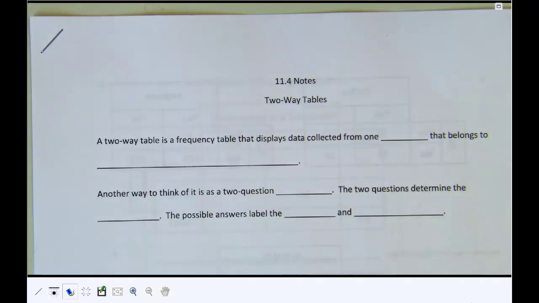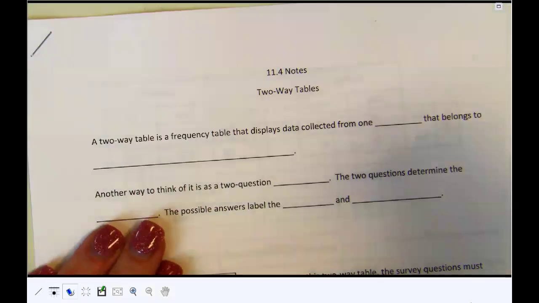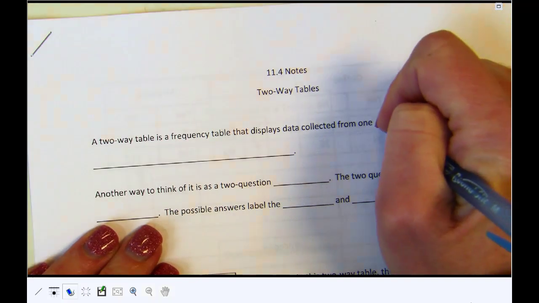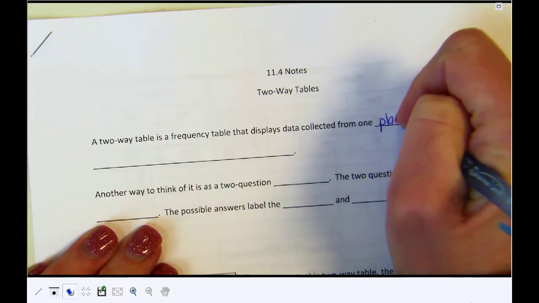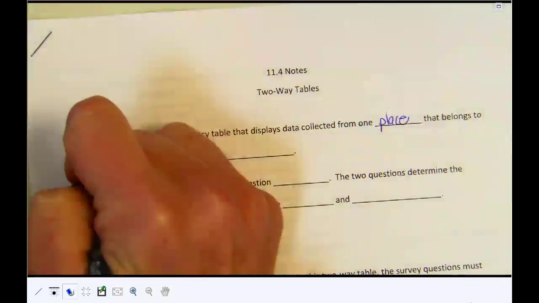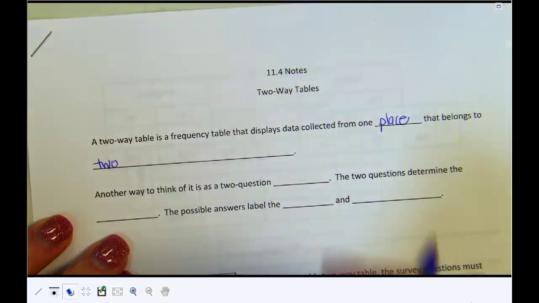So a two-way table. We talked about frequency tables in the last one when we were making histograms. So a two-way table is just a frequency table that displays data collected from one place that belongs to two categories.